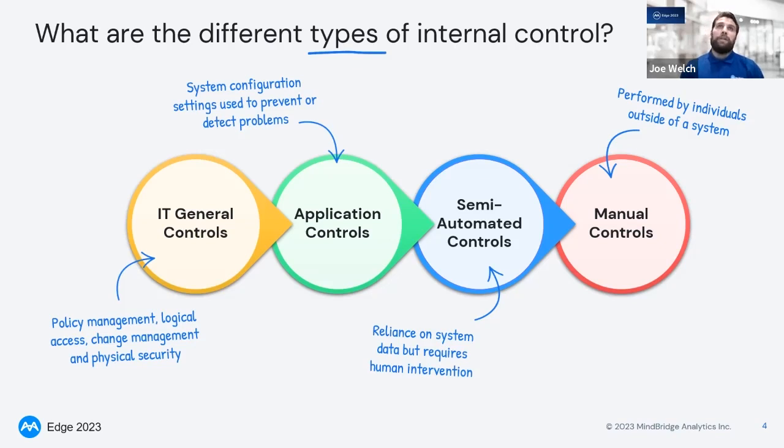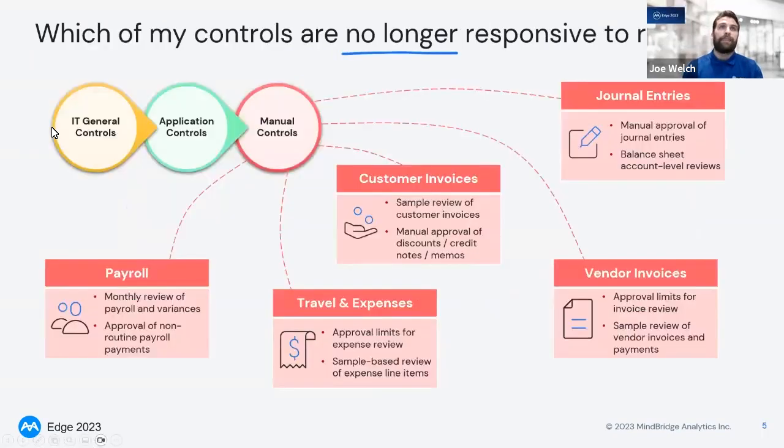So they are broadly the different types of internal control. We're now going to identify which types of these controls are no longer responsive to risk. And so how do we identify those that are no longer responsive to risk? Well, this is actually a relatively easy exercise to do in your organization.